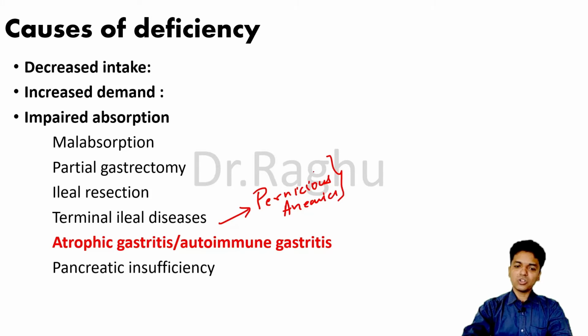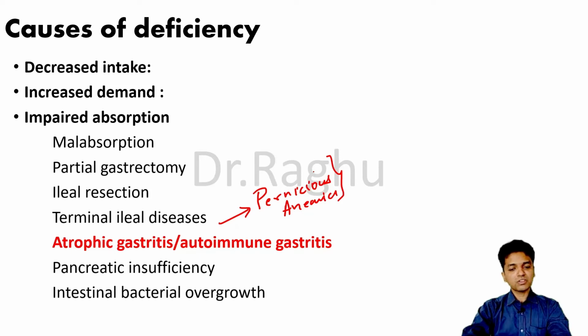Okay, it could be also because of pancreatic insufficiency. Why pancreatic insufficiency? Because it's the pancreatic enzymes which are going to remove the haptocorrin from vitamin B12. Now if the haptocorrin is not removed from vitamin B12, then the vitamin B12 cannot bind to the intrinsic factor. You're getting the point. So if this intrinsic factor binding with vitamin B12 is not taking place, there is no absorption. So pancreatic insufficiency is also one of the important causes of deficiency or malabsorption of vitamin B12.